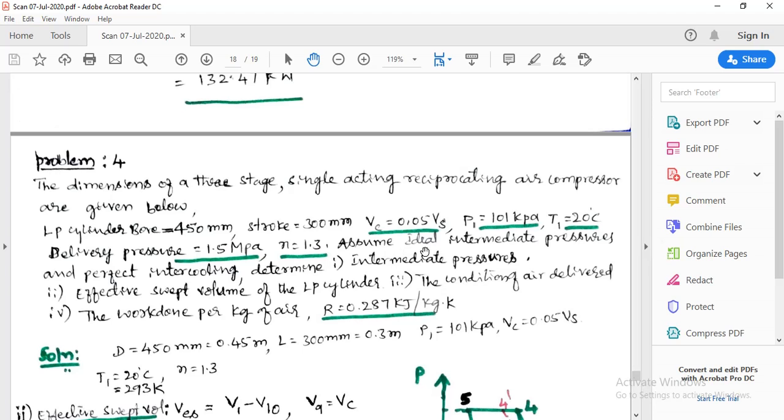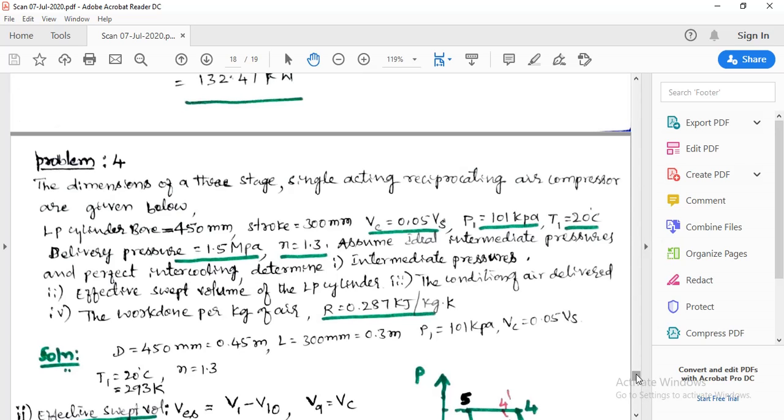So here, assume ideal intermediate pressures. We have already derived the ideal compressor, so the pressure ratio in each cylinder will be the same. This is called the ideal intermediate pressures. And perfect intercooling means the temperature of the air leaving the intercooler will be reduced to the initial temperature.